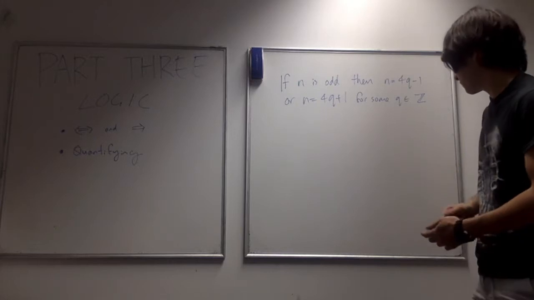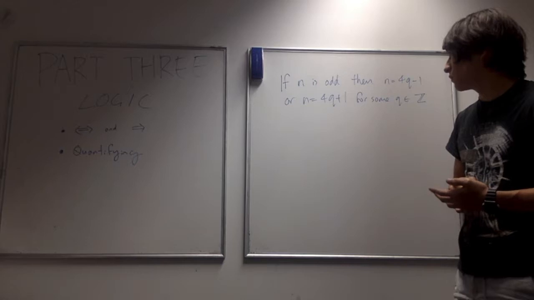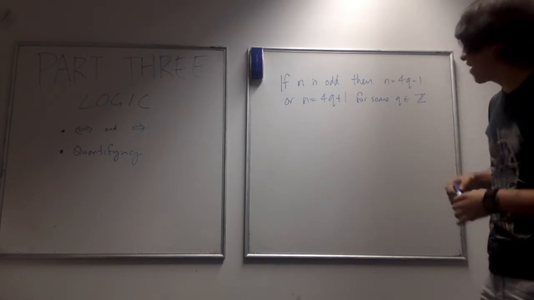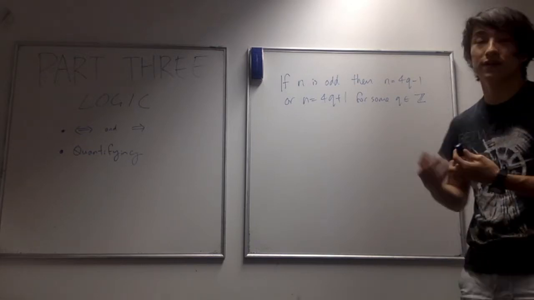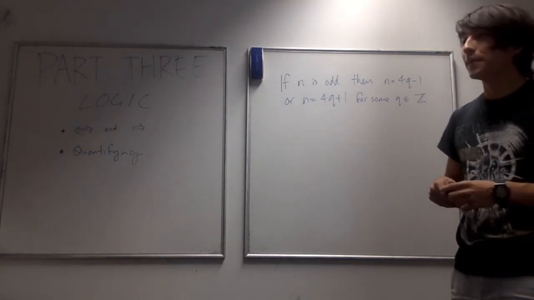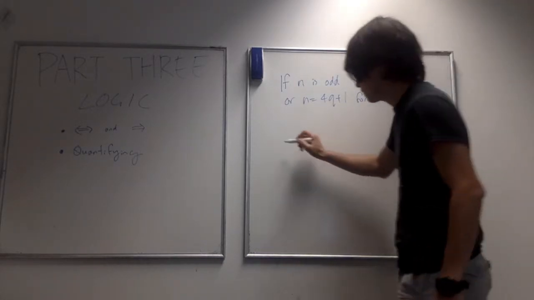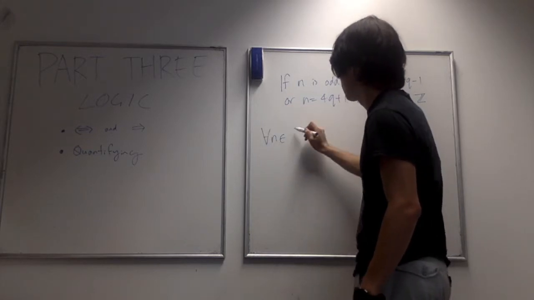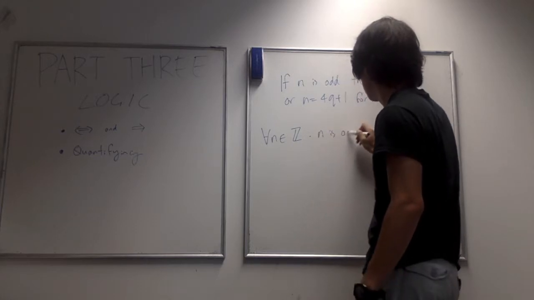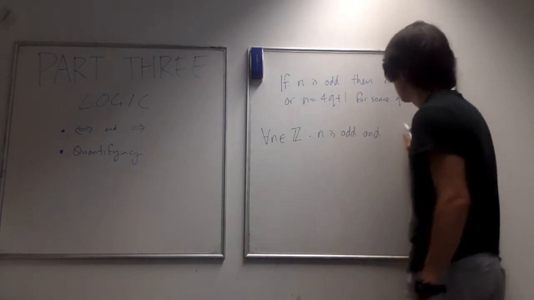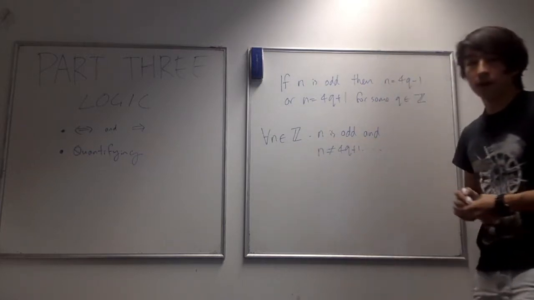Okay, so let's say you're told to negate this. What's the negation of this? It's n is odd and n is not equal to 4q plus 1 and n is not equal to 4q minus 1 for any q in the integers, right? But almost everyone wrote this: for all n in the integers, n is odd, and n is not equal to 4q plus 1, and so on. Almost everyone put this here.